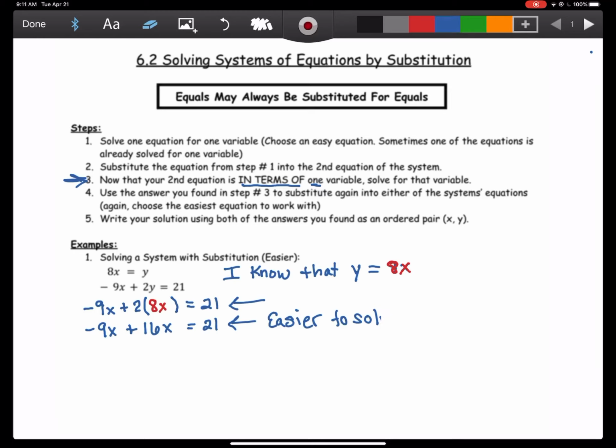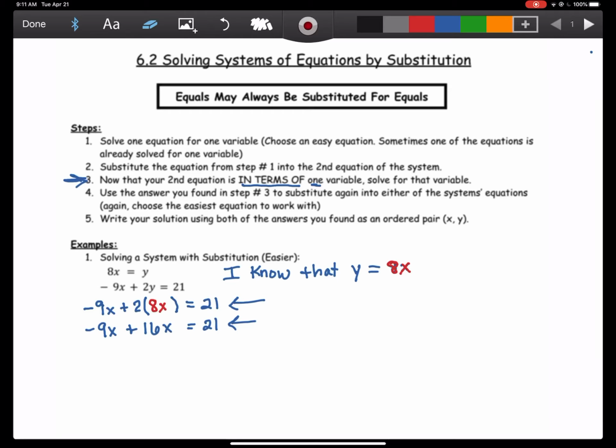Actually, instead of writing easier to solve, it might be better to say solvable. I don't think that's how you spell solvable. Let's not write that word. So, easier to solve because there's just one variable. You can solve it because there's just one variable.